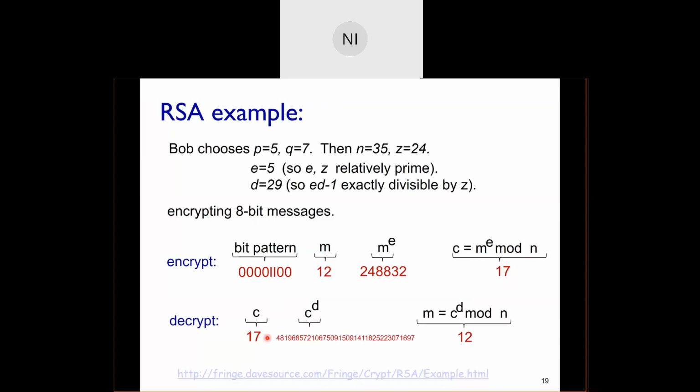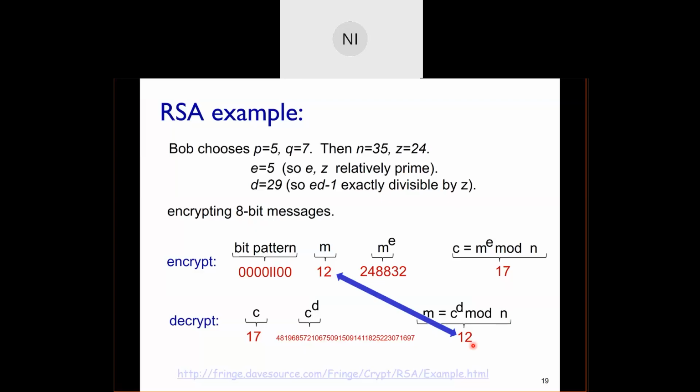Bob receives 17, which is the ciphertext, and does exponentiation on 17 with 29, that is D. That means 17 to the power 29, which is really a large number. On that you do the modulus 35, and it magically becomes 12. So that's how the RSA algorithm works.